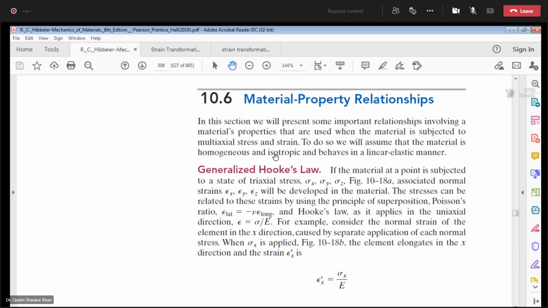Isotropic means the material has the same properties in different directions. Steel is an isotropic material, having the same properties in different directions. And this is one of the major advantages of steel as well.